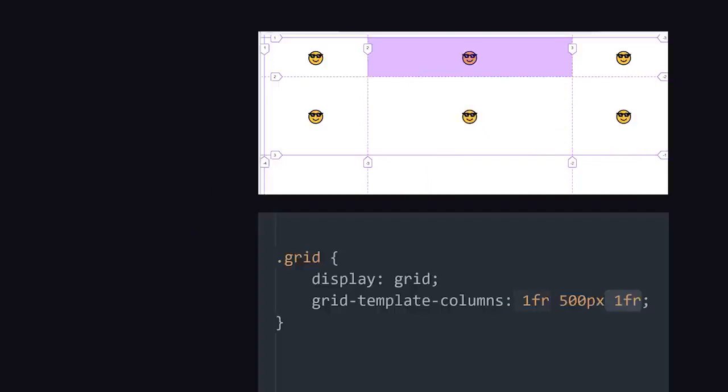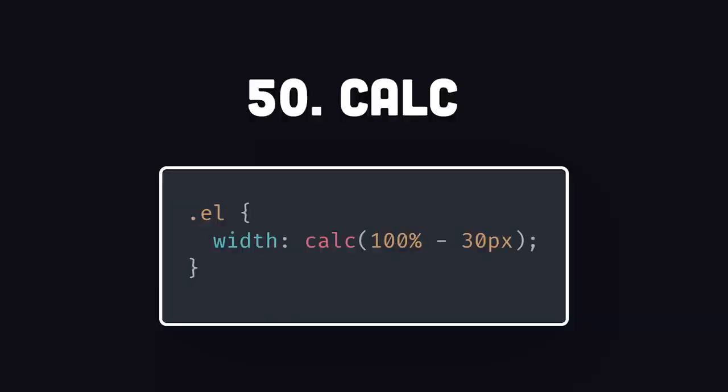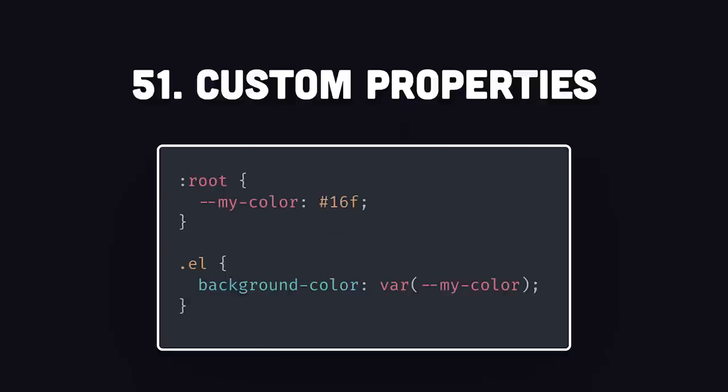Now, CSS is usually not considered a Turing-complete programming language on its own. However, it does have mechanisms like calc to perform mathematical operations and custom properties, which are like variables that you can reuse in multiple places.